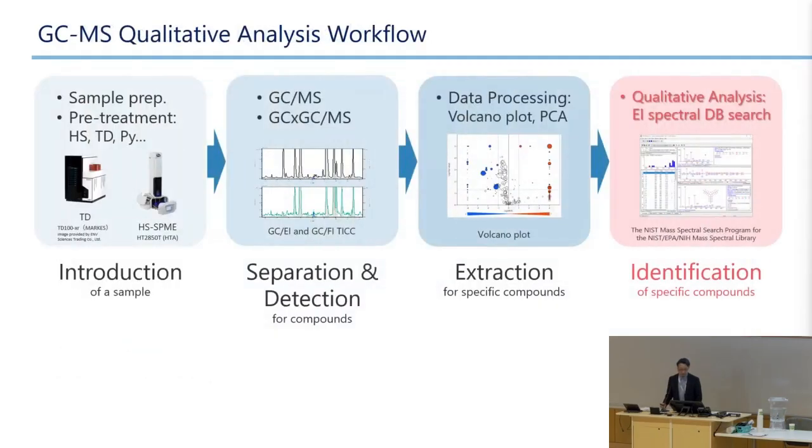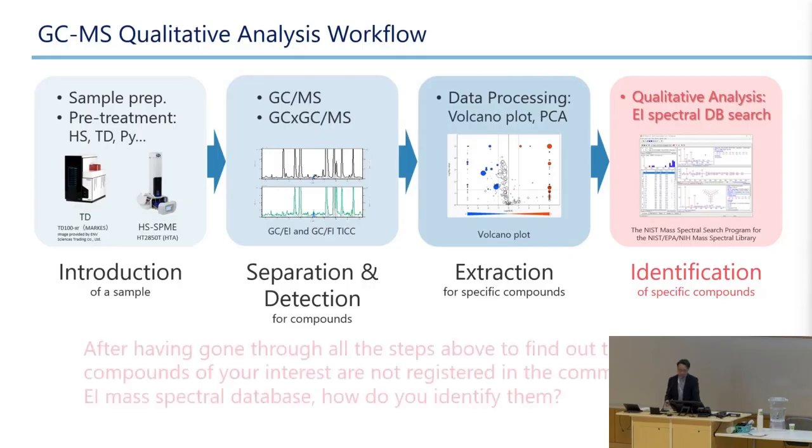This is the GC-MS qualitative analysis workflow, briefly. We have many steps: introduction and separation by 1D or 2D GC, extraction of your unique compounds, and the final phase, identification. Of course, we use the NIST database search, and you also use the NIST database search.